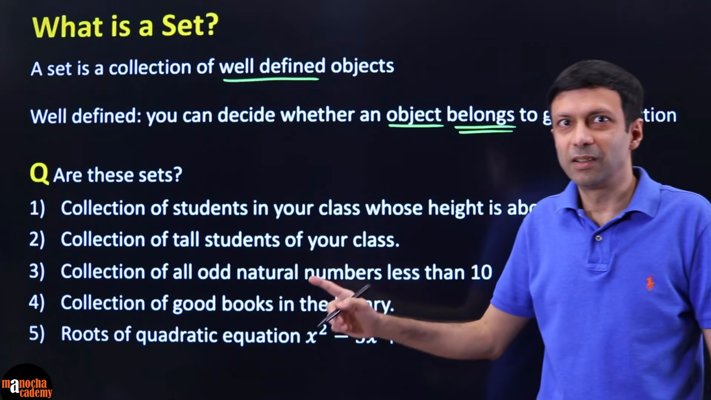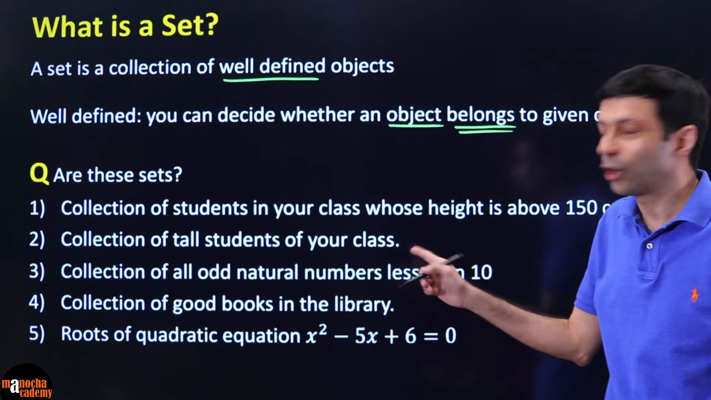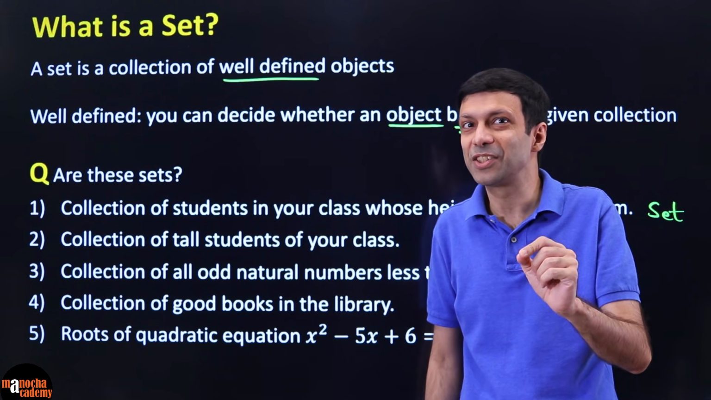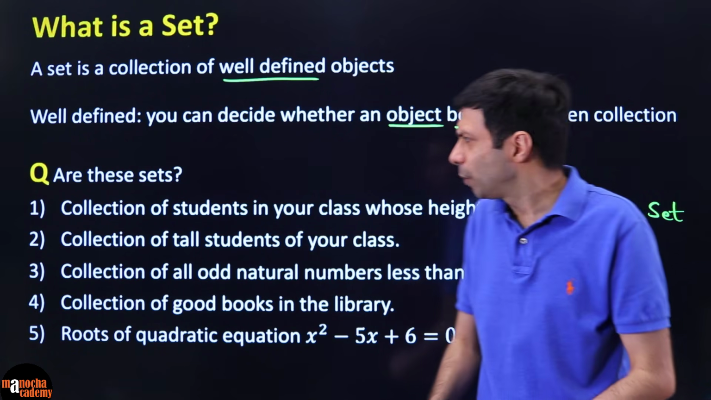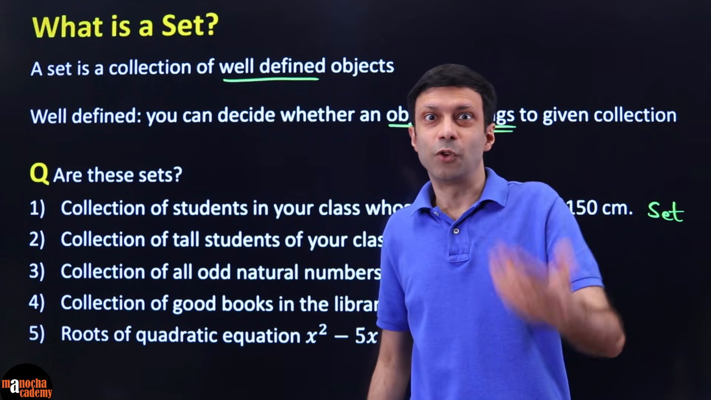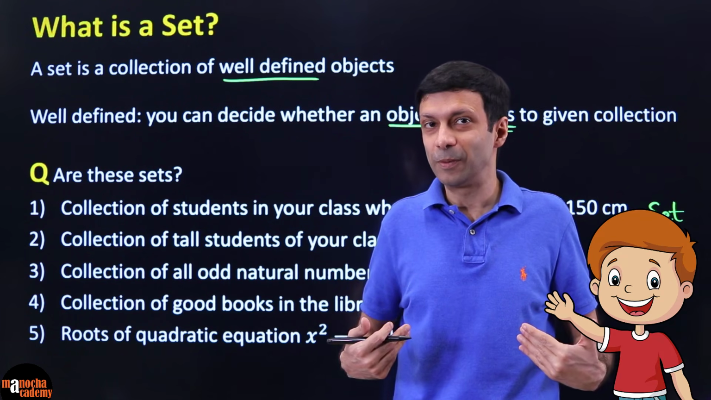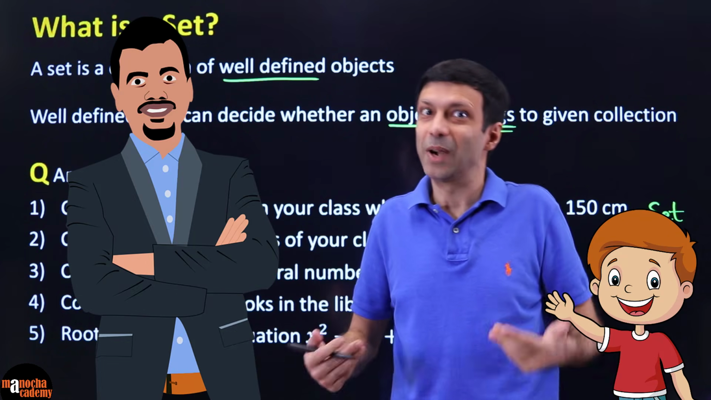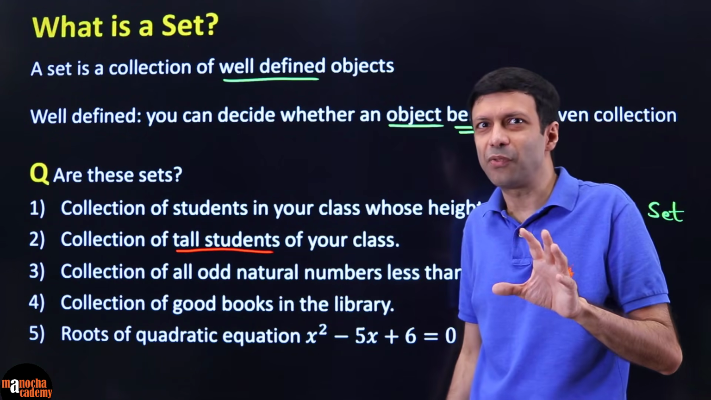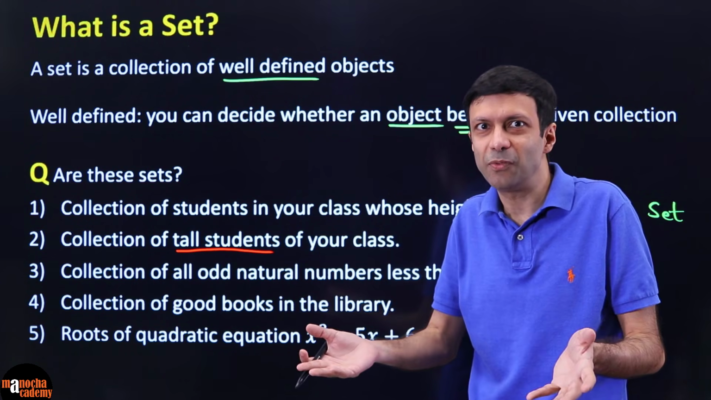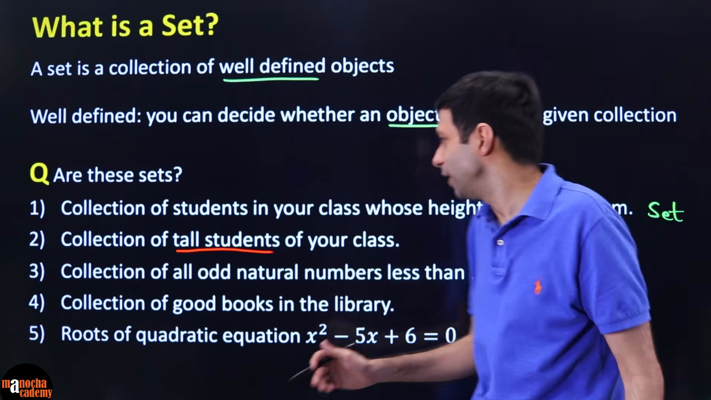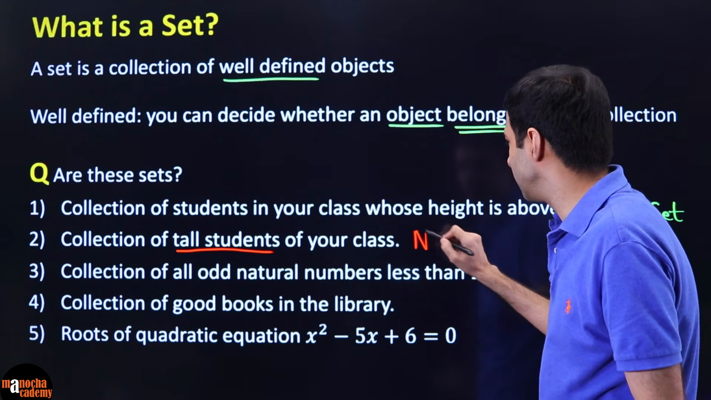How about the next one? Is the collection of tall students of your class a set or not? What do you guys think? Here the answer is going to be no. Why? Because how do you define who is tall and who is not, right? Because for somebody who's shorter than me, I might seem tall. Somebody who's taller than me, I might seem short. So this term tall students here is not well defined. We say it is ambiguous, right? We are not sure whether to put this student in the tall set or not. So definitely this is not a set.